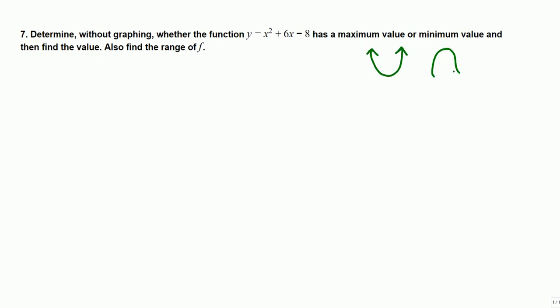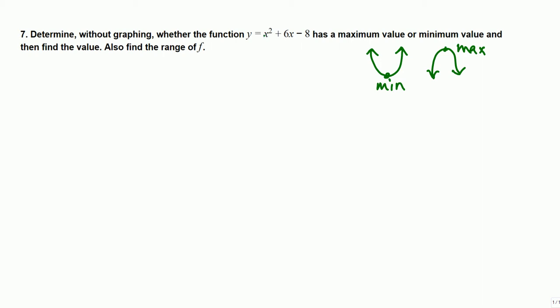or opening down. Okay, if it opens up we'll have a minimum, if it opens downward we get a maximum, and this point is in fact the vertex of the function. Okay, that's the vertex, and the value will be the corresponding y value, (h, k). K will be the maximum or minimum value. That is determined from the leading coefficient.